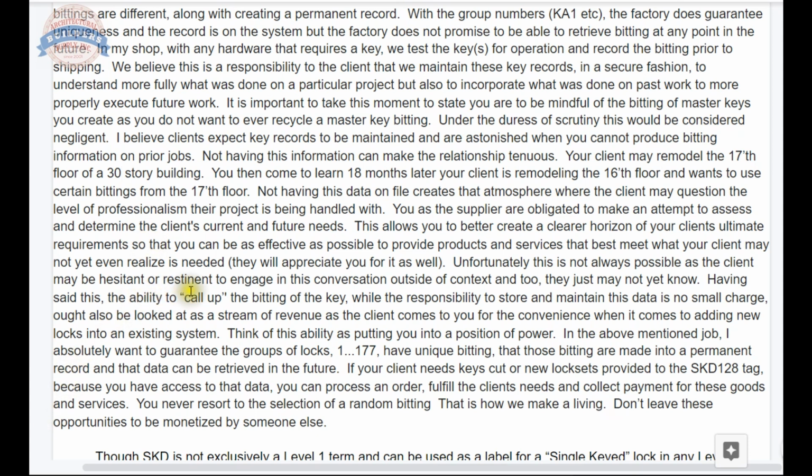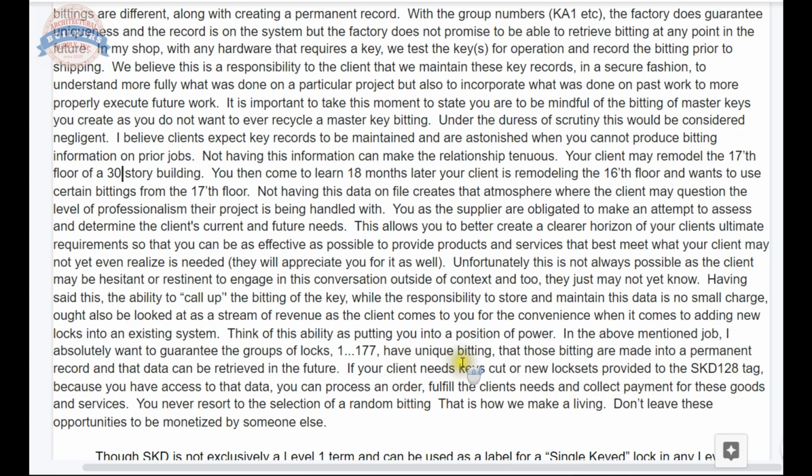Having said this, the ability to call up the bidding of a key, while the responsibility to store and maintain this data is no small charge, ought also be looked at as a stream of revenue as the client comes to you for the convenience when it comes to adding new locks into an existing keying system. Think of this ability as putting you in a position of power. In the above-mentioned job, I absolutely want to guarantee the groups of locks 1 through 177 have unique biddings, that those biddings are made into a permanent record, and that data can be retrieved in the future.